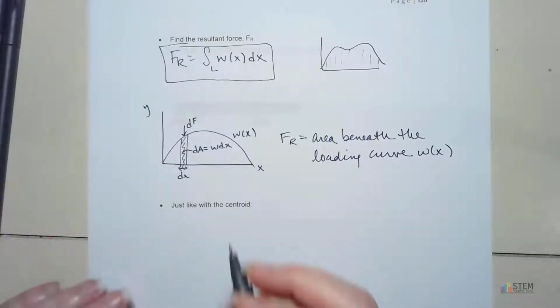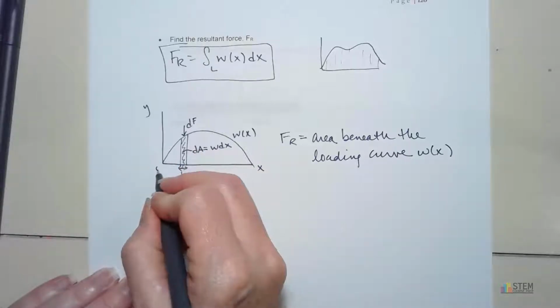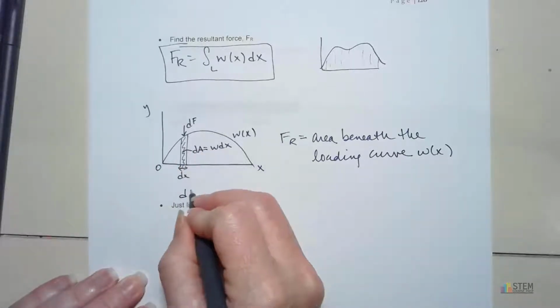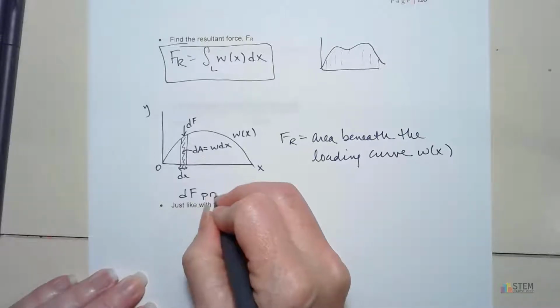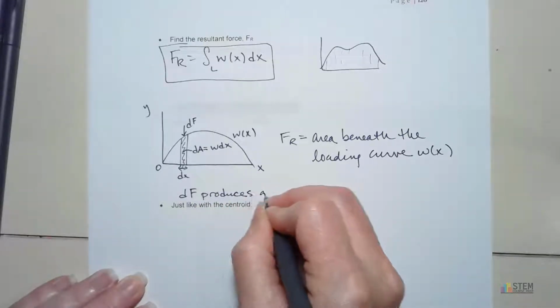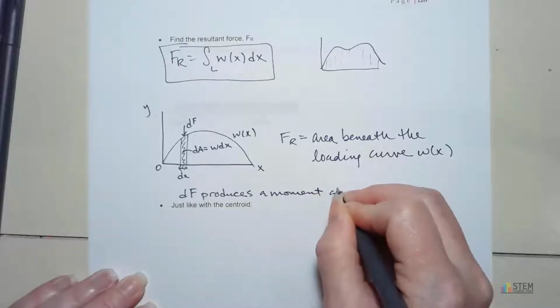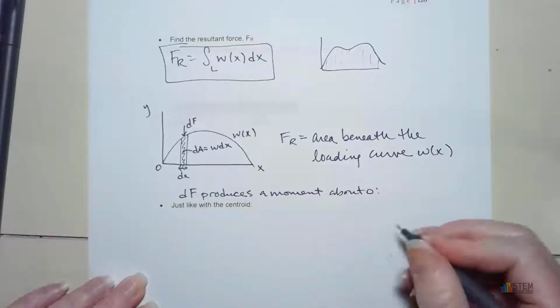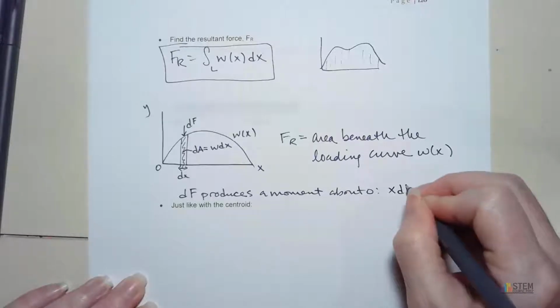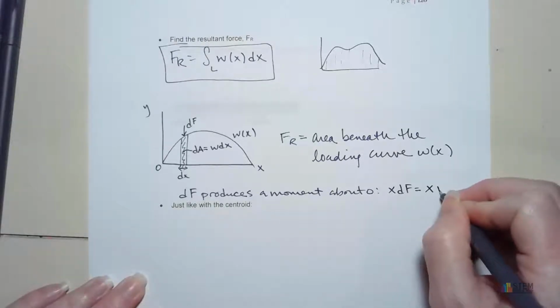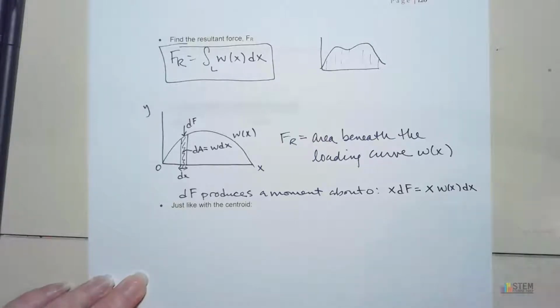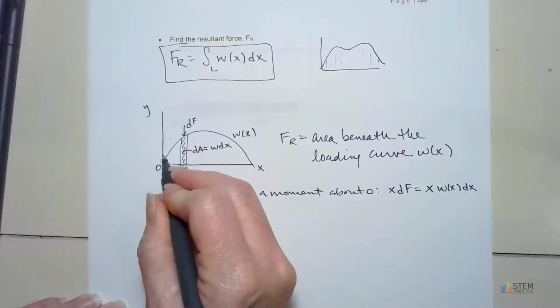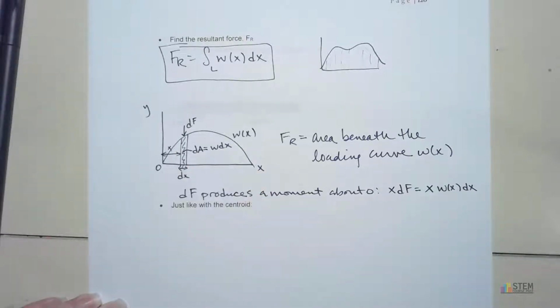Okay, now dF, this dF right here, if we have a point O at the origin, that dF is going to produce a moment about point O. And that moment will have x times dF. It's going to equal x times W of X dx. So this is just finding our moments. x would be the moment arm. So basically that's going to be like that distance there.